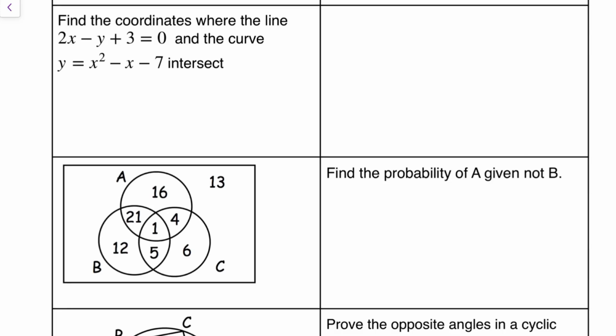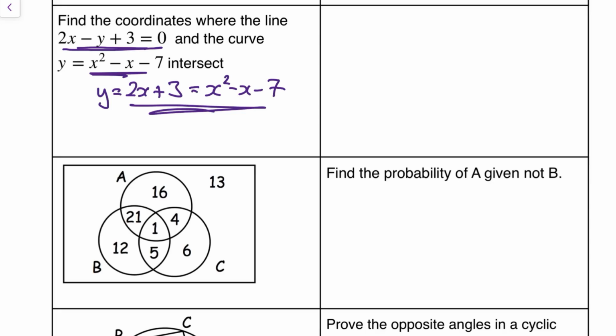Looks like simultaneous equations. Find the coordinates of where the line and the curve intersect. Okay, this is as bad as it looks. I'm going to take this first one here and I'm going to rearrange it to be y equals, move to the other side, 2x plus 3. And I already know from here that that equals x squared minus x minus 7, which means I have one equation. Let's rearrange it. So let's resolve this equation. So I've got x squared minus x minus another 2x is minus 3x, and minus 7 minus another 3 is minus 10, and that equals 0.